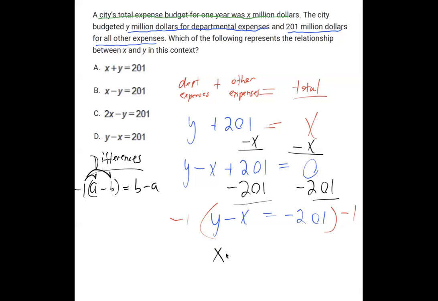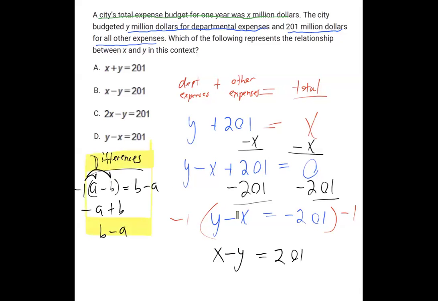So here it'll be X minus Y equals 201. Just to explain that a little further, if we distribute this, we would have negative A, positive B, and then we can reverse them, and we would have positive B minus A. So multiplying a difference by -1 simply reverses that difference.